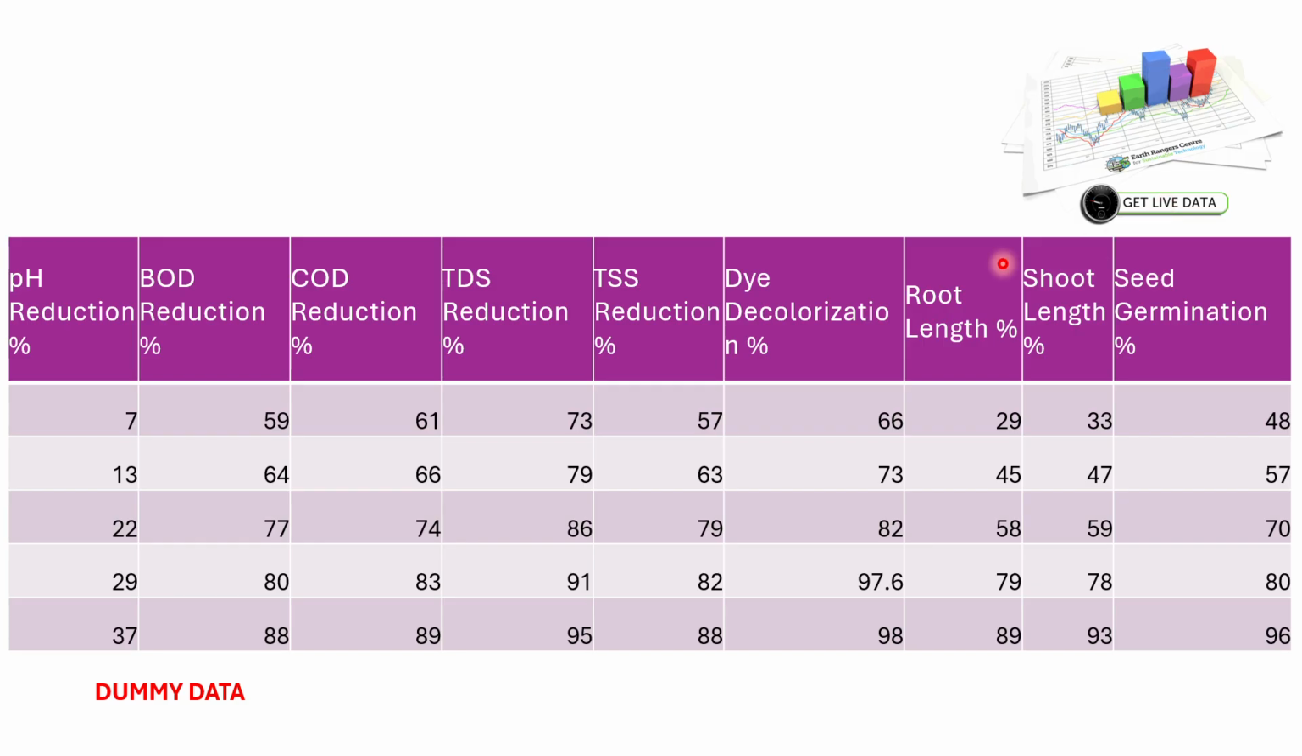So here it is, this is the data. Now you can understand the pH reduction, the BOD, COD, TDS and other parameters that are mentioned right here. Actually this is dummy data, I want to mention it right here. It does not contain exactly the same values as those present in the research article.